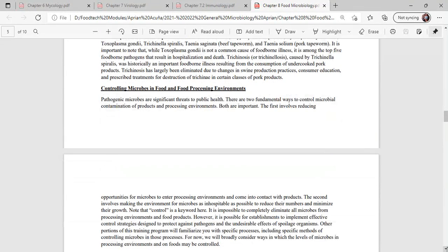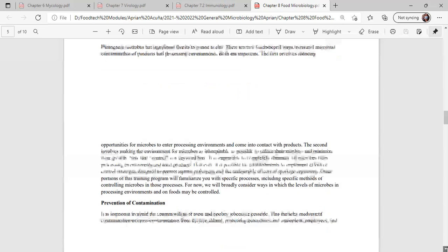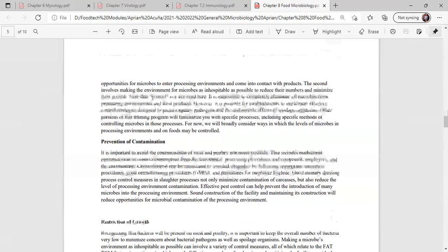Now, on controlling microbes in food and the food processing environment. Your pathogenic microbes are a significant threat to public health. There are two fundamental ways to control your microbial contamination of products and the processing environment. Both are very important.